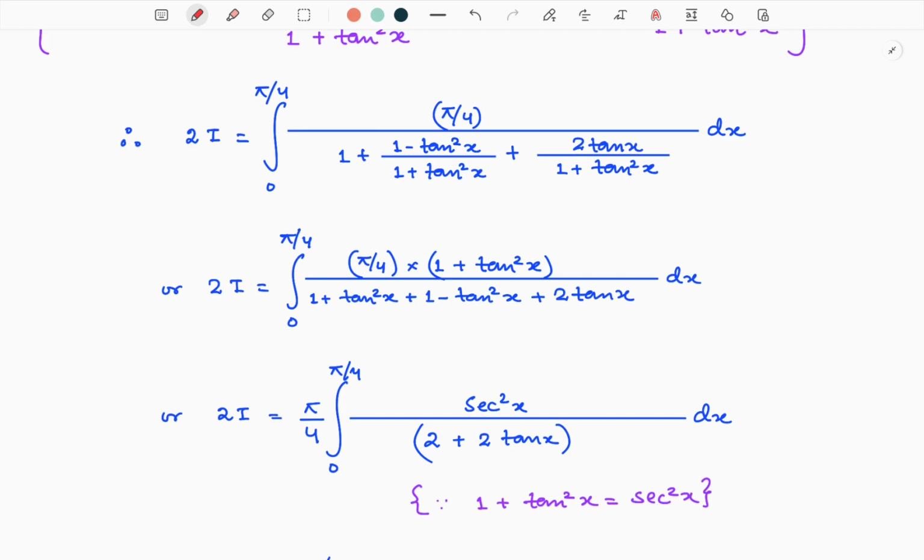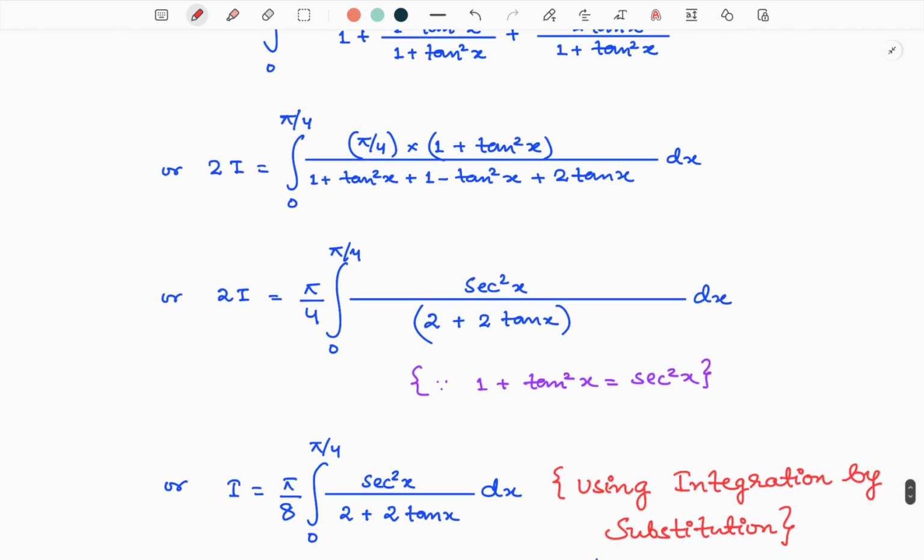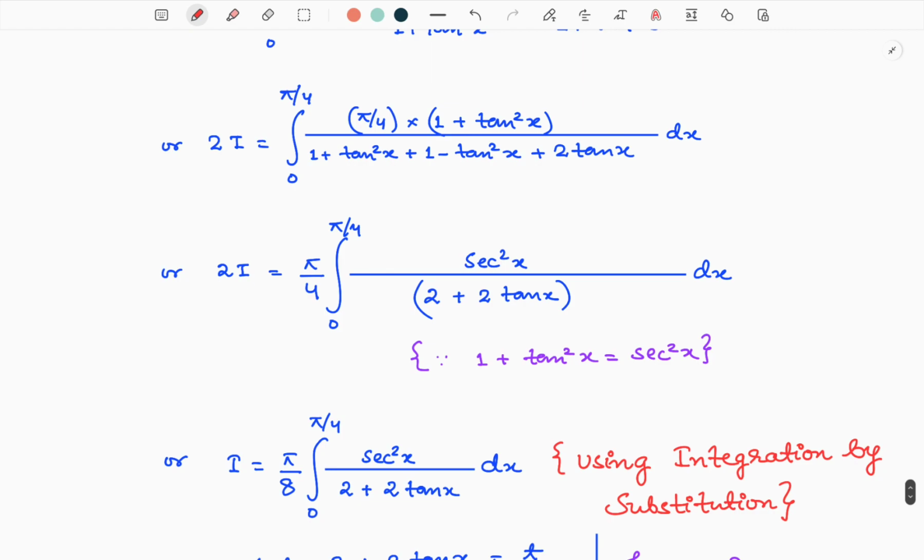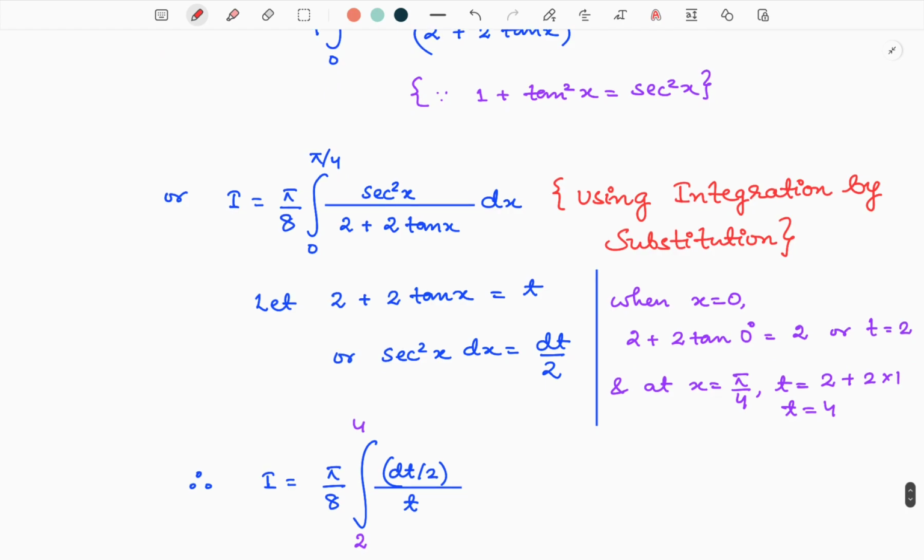If you come to this stage, then after that it is nothing but integration by substitution. Now put 2 plus 2 tan x as t. Now differentiate it, you will get sec square x dx as dt by 2.